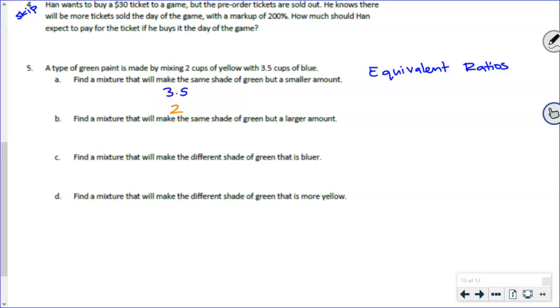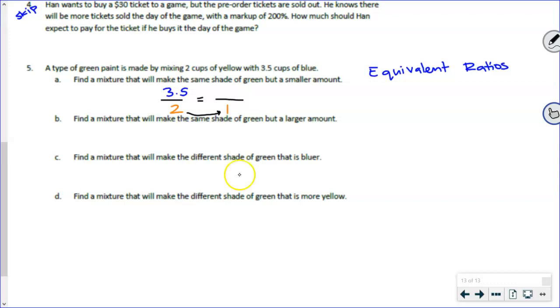But if I don't want to use that same amount, instead of using 2 cups, I could use 1. Well, if that 2 is changing to be a 1, how is it changing? This is where those equivalent ratios come in. Caitlin? Nope, I'm not subtracting 1. That's not how we do equivalent ratios. What would I need to do?